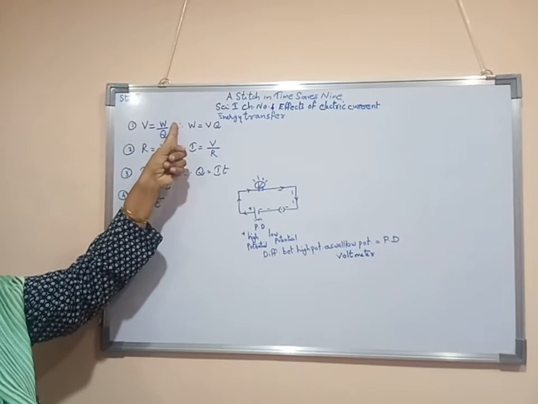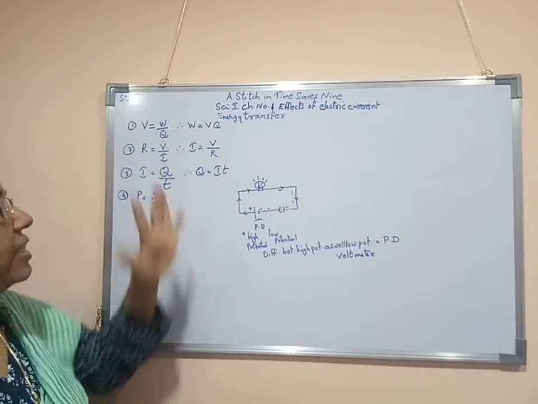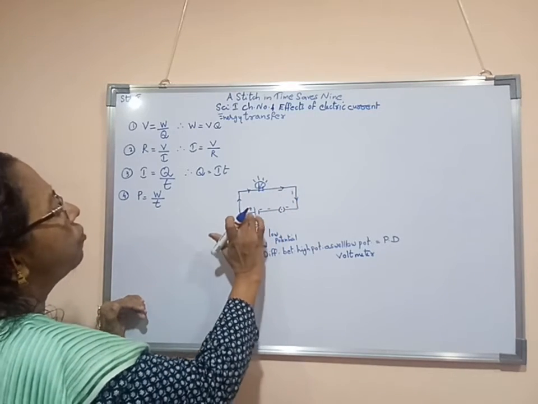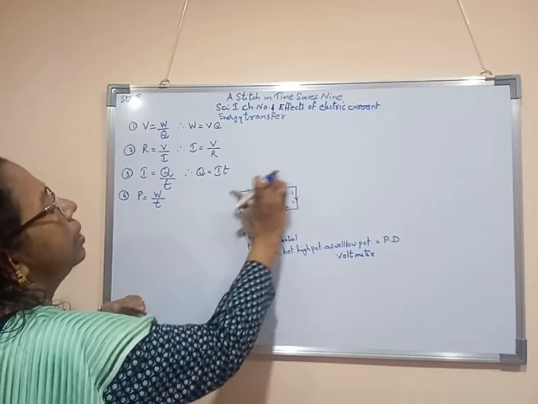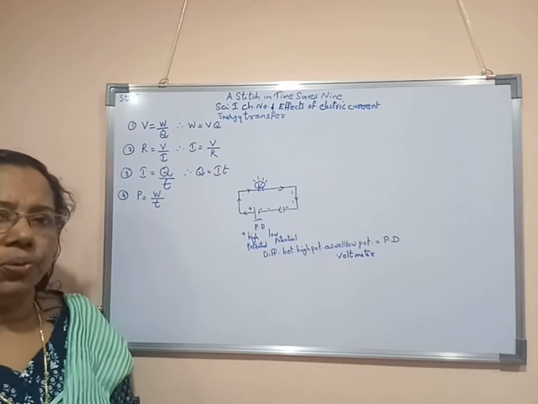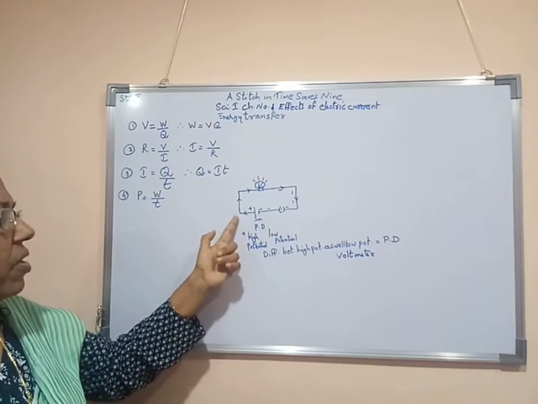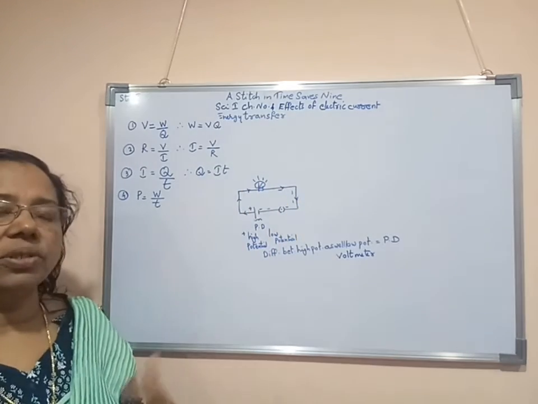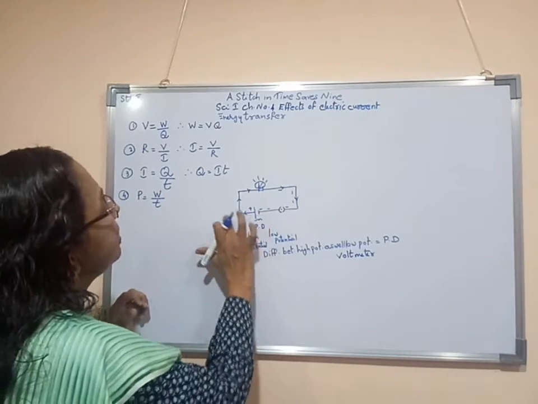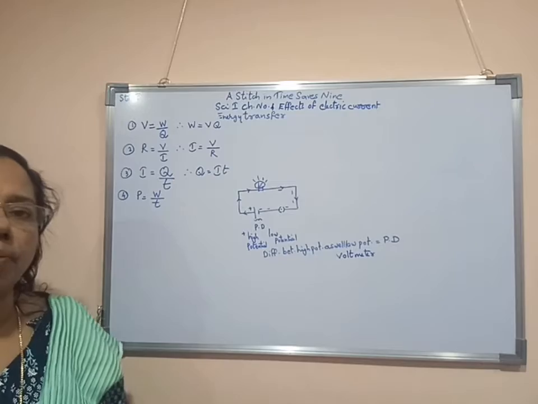Now here V is equal to the amount of work done upon charge transfer. So potential difference is equal to the amount of work done to flow charge from one terminal to the other terminal. So we can say that here V is equal to W upon Q. W means the amount of work done to flow charge from one terminal to the other. At that time, how much charge is flowing, and for flowing this charge, how much work is done by this cell, that is known as V. V is equal to W upon Q.